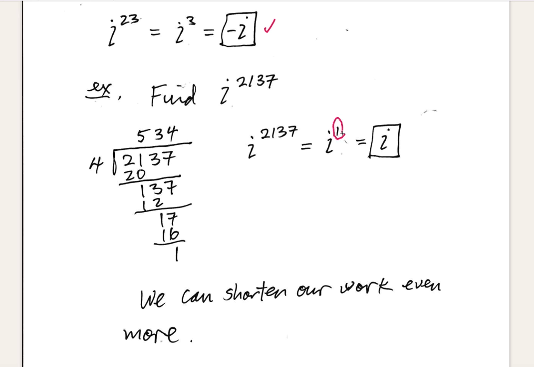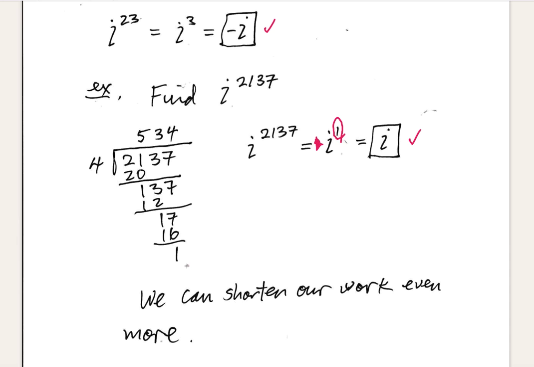This would actually be 1 to the 534th times i to the 1st. But 1 to the 534th power is still 1. So there's no point in having that there. What's i to the 1st power? That's i.